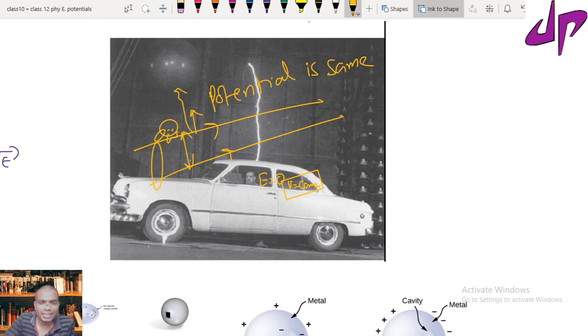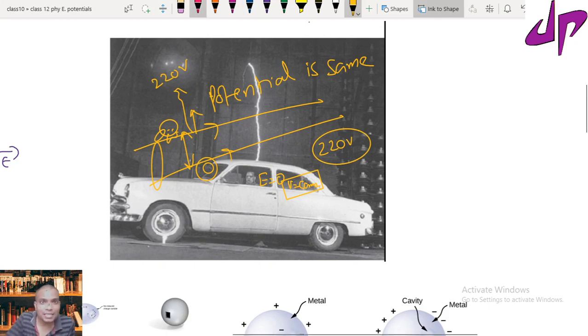Suppose the live wire is carrying a voltage of 220 volt and the neutral wire has 0 volt. So what is the potential difference? The potential difference goes to 220 volt. So that's why the bird will be electrocuted in this case.